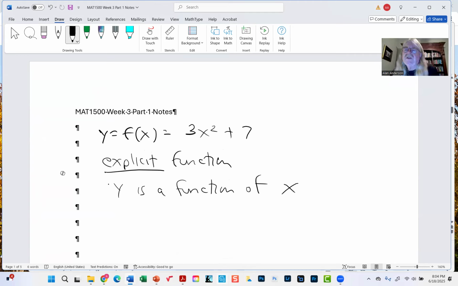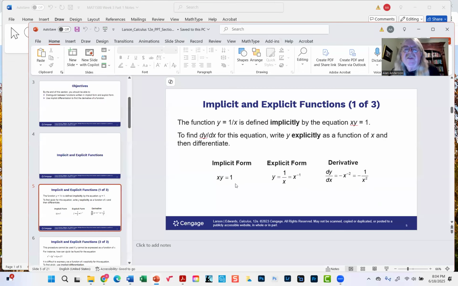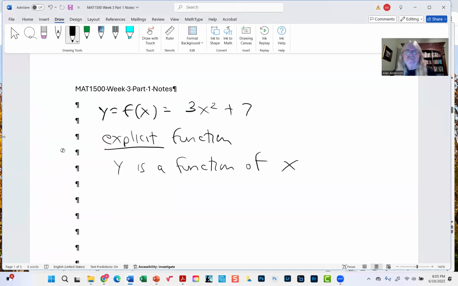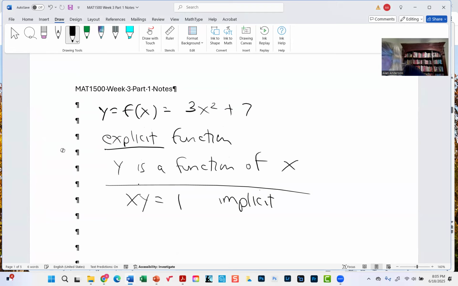Now up to this point, really, this is the only kind of function you've ever encountered. So how else could a function be expressed? Well, how about this? xy equals 1. That's different because the way it's written, we don't have y written as a function of x, although we can rearrange it to get it into that form. But when it's written like this, we say that this is an implicit function.